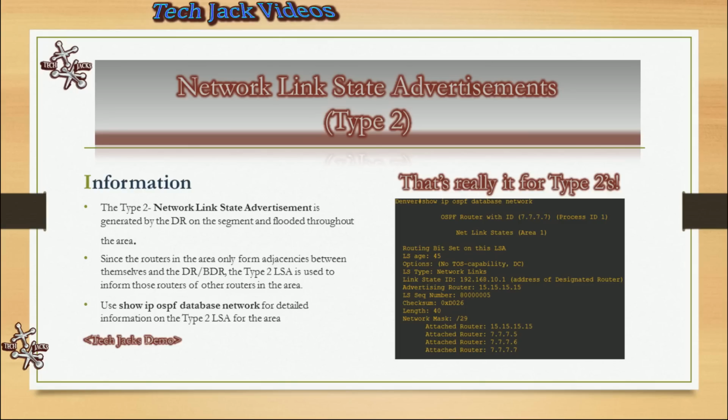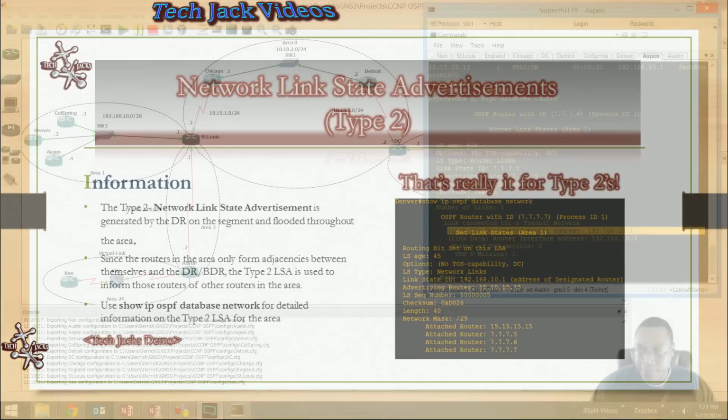You have a couple of commands. Again, the default show ip ospf database will give you basic summary information about that link state advertisement, but then you also have show ip ospf database network, and that gives you more detailed information about that LSA. So let's go ahead and take a look.